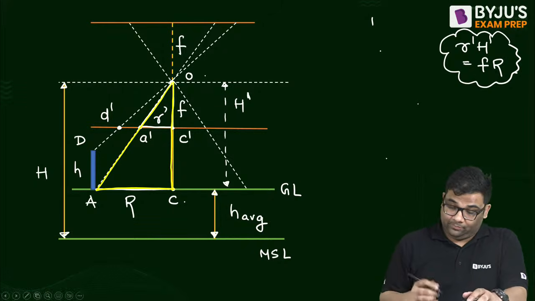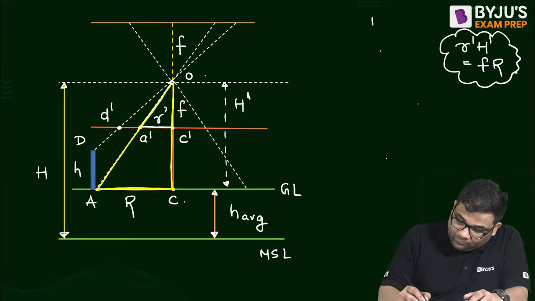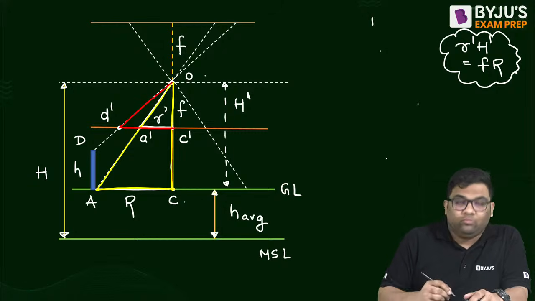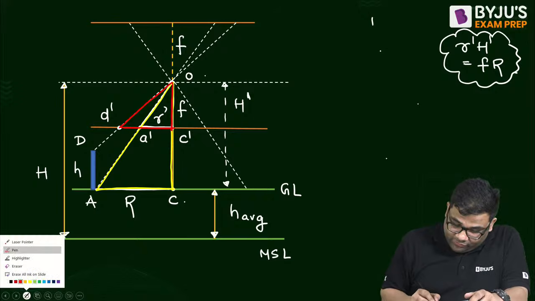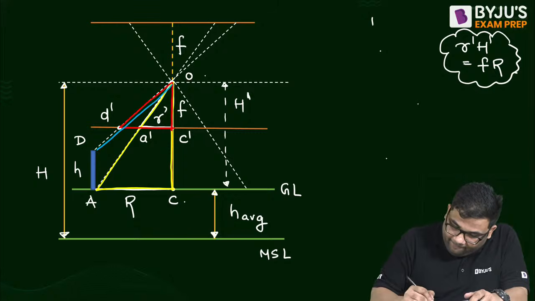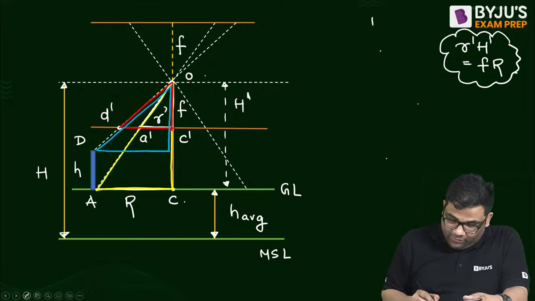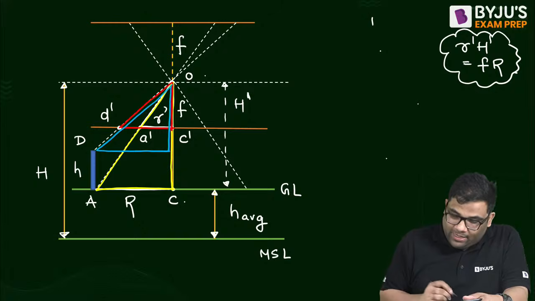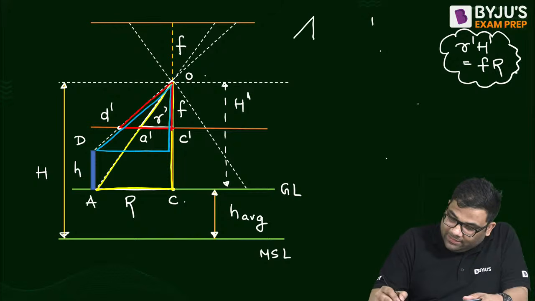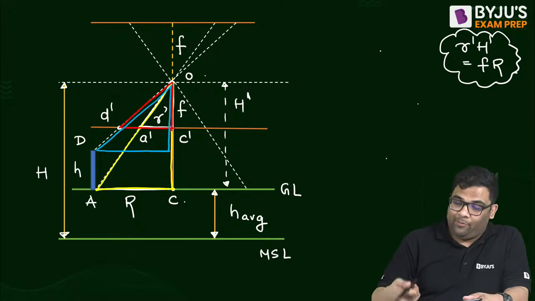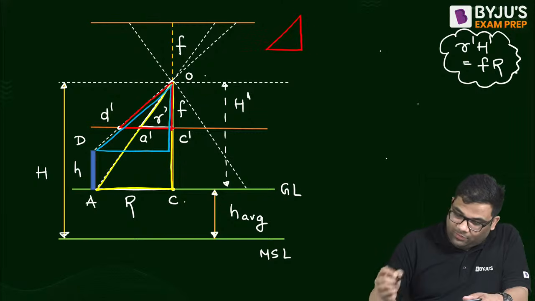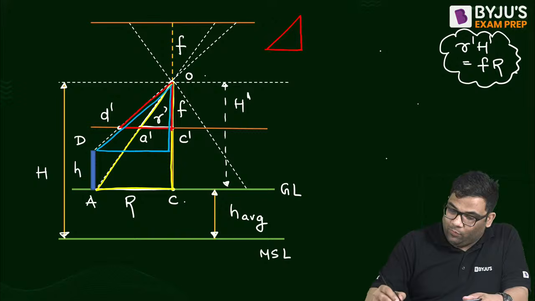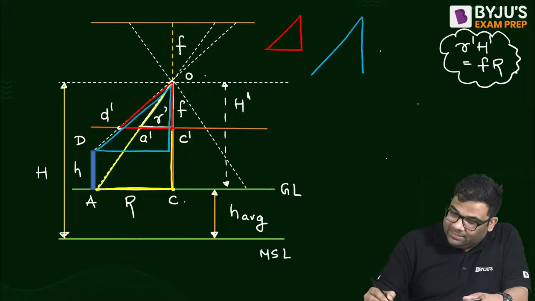Now the next thing. See this triangle, and you see this triangle. In these two triangles, the red one is supposed to be like this. I am drawing them separately. This is the red one, and this is the blue one. They are similar, right?